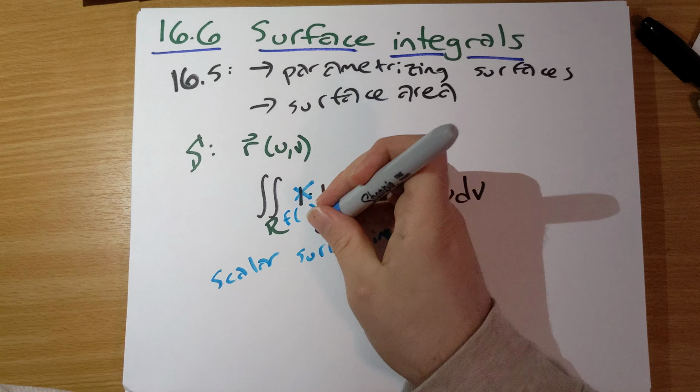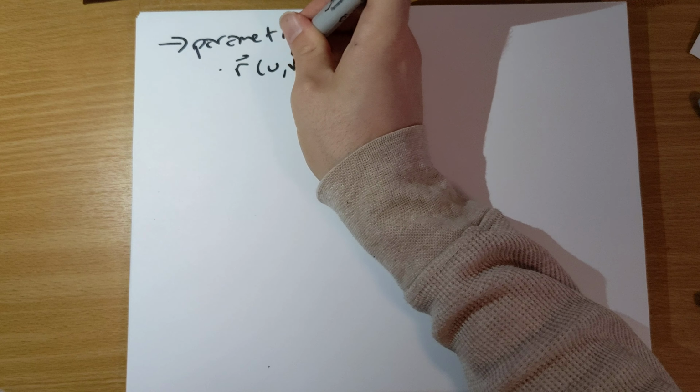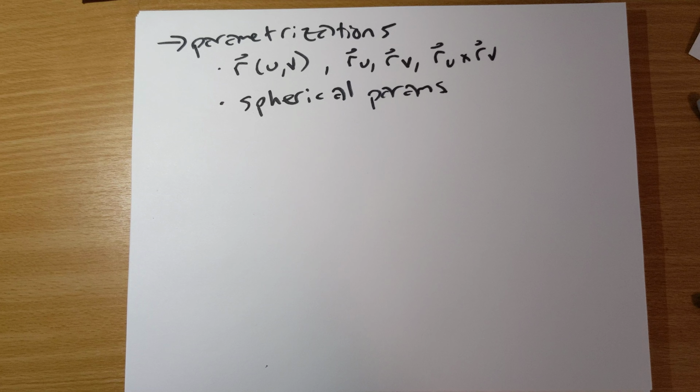Sometimes we just have a generic looking parametrization R of UV, and there's nothing special that we can do here, in which case you would just go ahead and calculate R sub U, R sub V, the cross product of R sub U and R sub V, etc. We also talked about, in the previous section, spherical parameterizations. That's a special case, and we'll still be referring to spherical parameterizations in just a little bit.